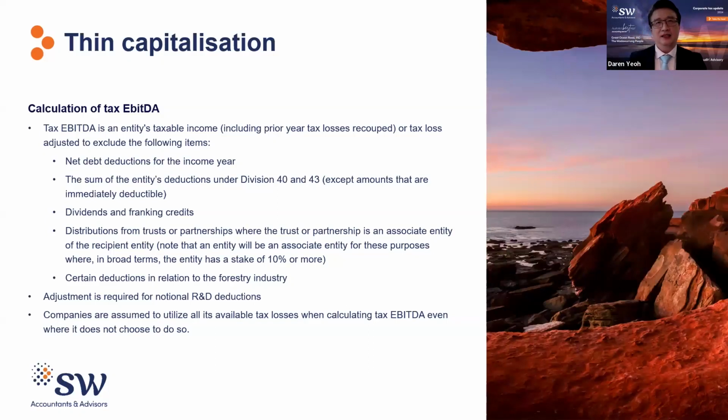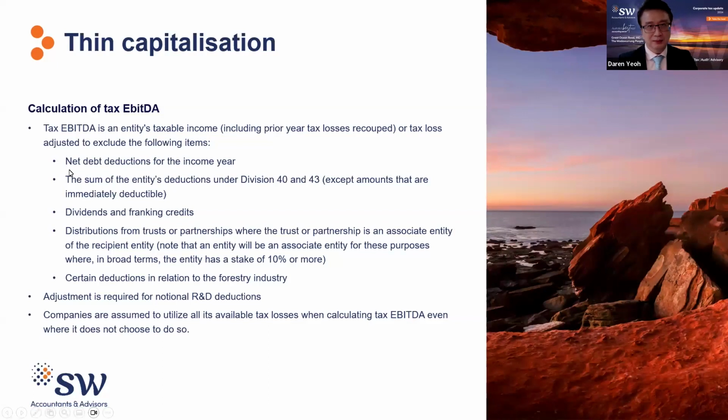So now we'll discuss how you would go about calculating your tax EBITDA. You start with your taxable income, and this is inclusive of recoupment of losses. Then you make certain adjustments. You will add back the net debt deductions.